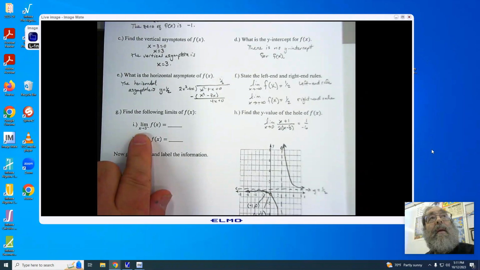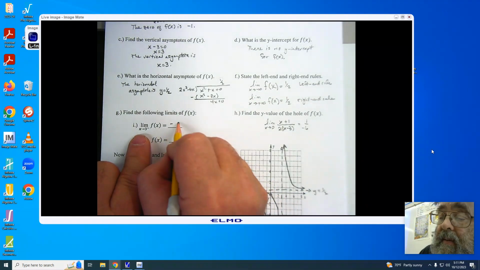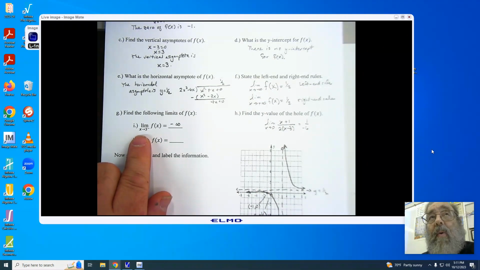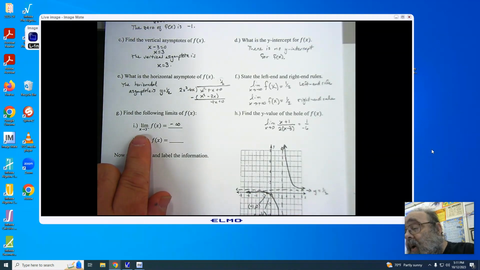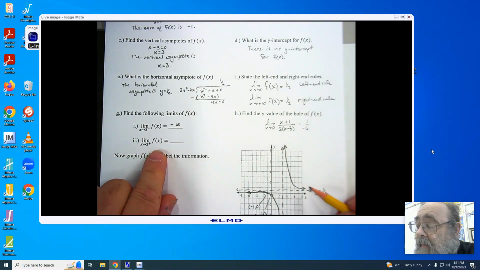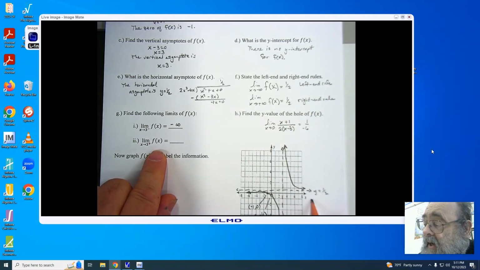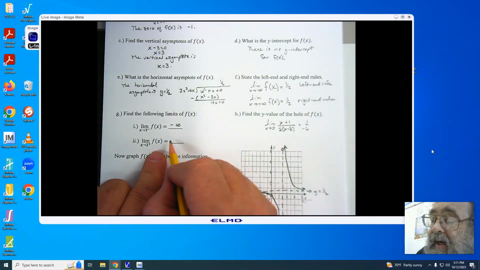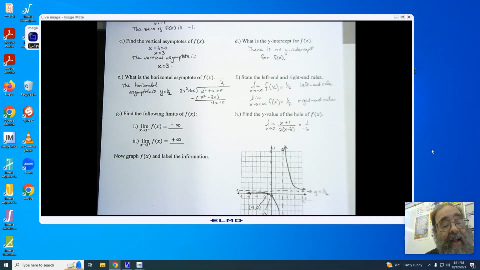Approaching 3, here's 3. From the left, you'll notice the curve is going to -infinity. This is the lower rule, or the left hand, or the low end rule. Our high end rule is approaching from the positive side, so we're coming in from this way, and you'll notice this is approaching +infinity. And here we have our answers.